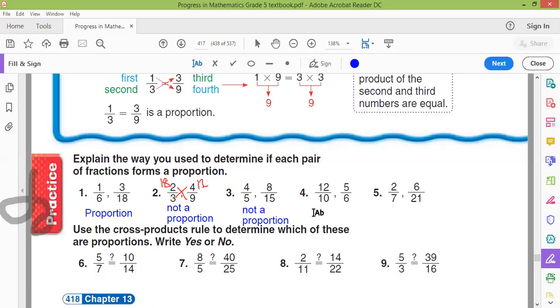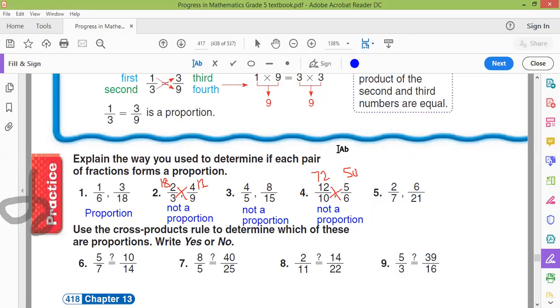Not a proportion. 12 times 6 is equal to 72. And 10 times 5 equal 50. So 72 and 50 are not equal. So write down there, not a proportion.